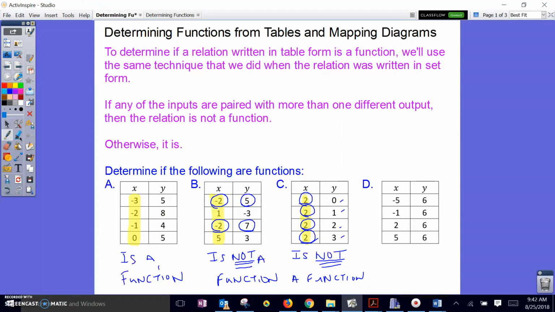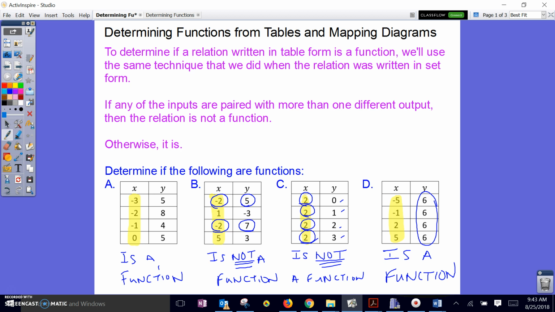And then in part D, we look at the x values, and they're all different, so we don't have any x value that's paired with more than one different y value. So this is a function. And again, it doesn't matter here that all the y values are the same. It has absolutely no bearing on whether it's a function or not. We're only looking for x values that are paired with multiple y values. Okay, so that's how we find whether or not a table represents a function.